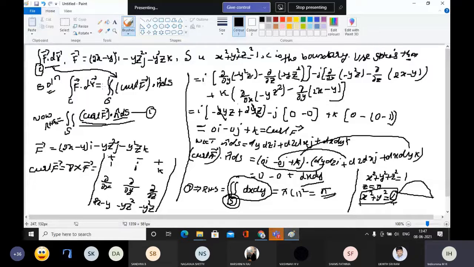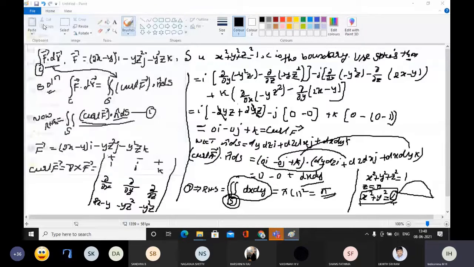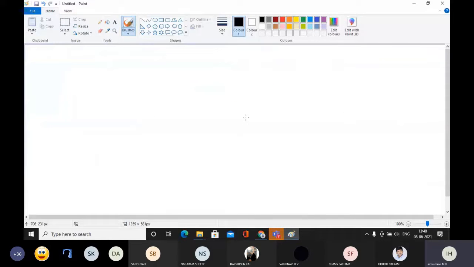So maximum problems we solved in Stokes theorem. If any problems are there, I will search and I will assign them. Okay. So next, what is the last integral theorem we have? Gauss divergence. Yes, Gauss divergence theorem. Now we are going to discuss the Gauss divergence theorem.